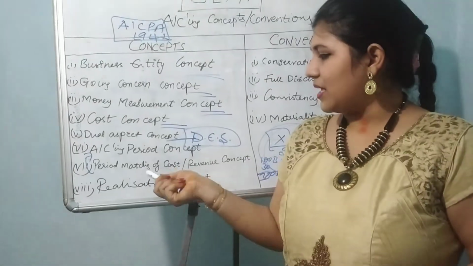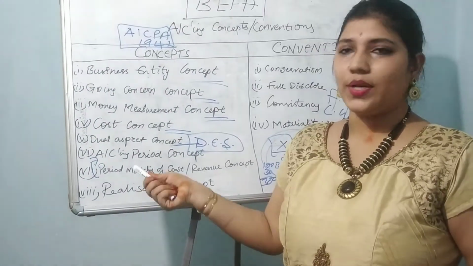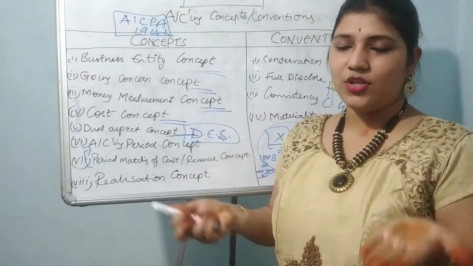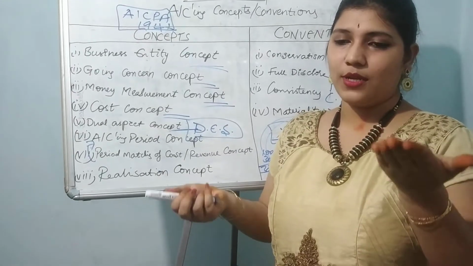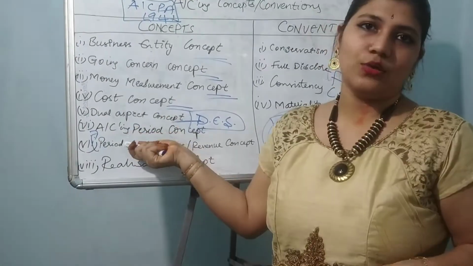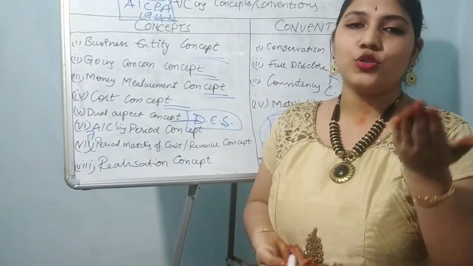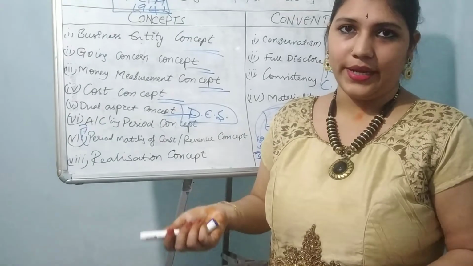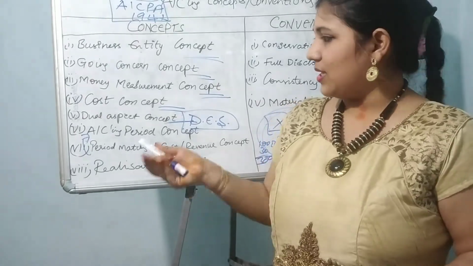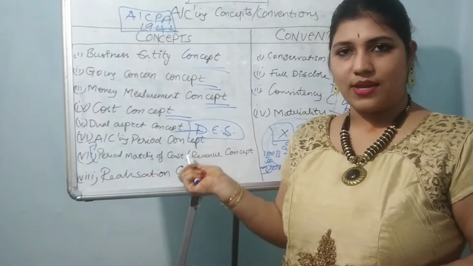And then period matching of cost revenue concept. So what is this now? It is also related to accounting period concept. It says that you should have knowledge, or it's your duty to check, to balance your cost and revenue within the accounting period. So that's what is called matching of cost and revenue. The amount of cost you have incurred in manufacturing a product and the revenue you get when you sell it at the end of the year should be balanced. That too within the accounting period is what is called period matching of cost revenue concept.